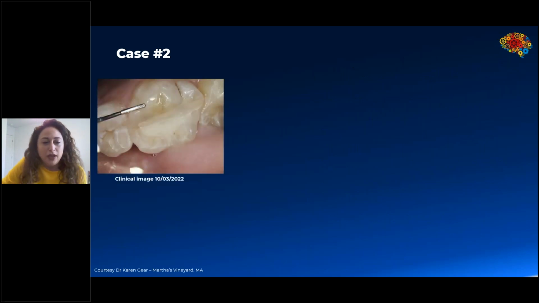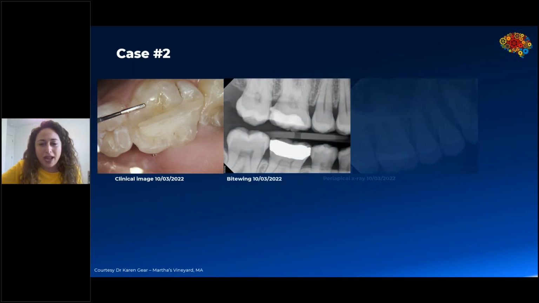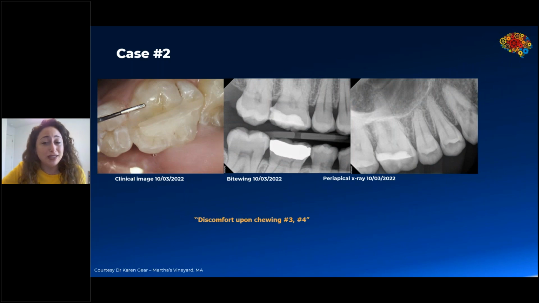Okay. So in this case number 2, I also got this from an endodontist in Martha's Vineyard. And this patient had multiple evidence of microcracks on all of her posterior teeth. This was just one example of them. And the patient came in feeling discomfort every time she chews on number 3 and number 4.